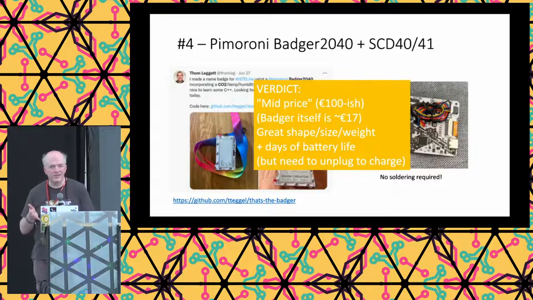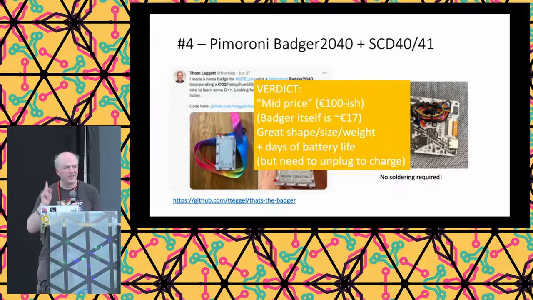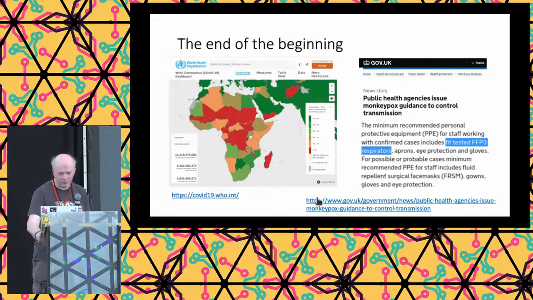So for a regular person, you can make this. This does not require soldering. You do not need electronics experience. Do not need a PhD. You can actually just go and make this. However, you've still got that annoying problem of having to unplug the battery to charge it. So you can't have everything, but I think give it a little bit more time and that will probably be nailed. Maybe there'll be a second edition.